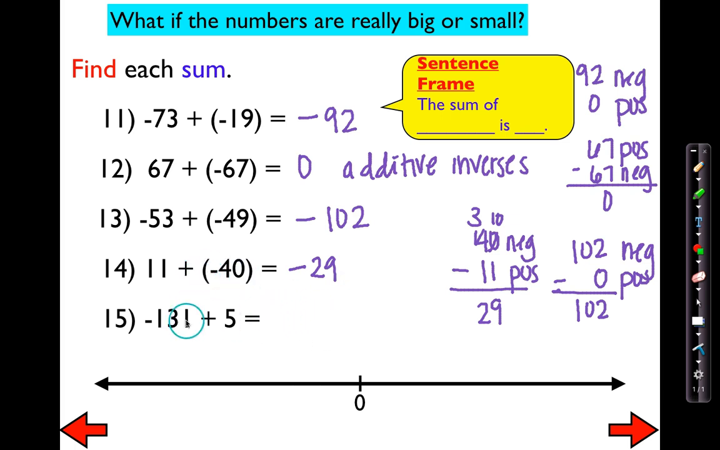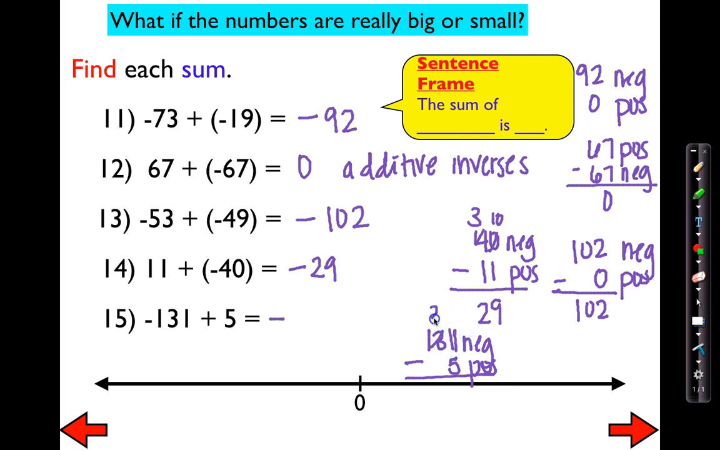Now, last but not least, are there more negatives or are there more positives? I would definitely say negative. Now here, let's start with negatives. We're going to say there's 131 negatives. Are there any positives? Yes, there are 5 positives. So how many more negatives are there than positives? Well, again, to compare them, you're just going to have to find the difference between the two to see how many more negatives there are than positives.